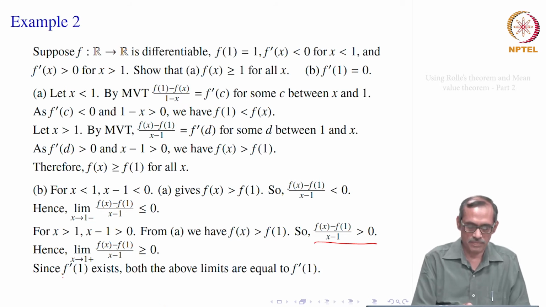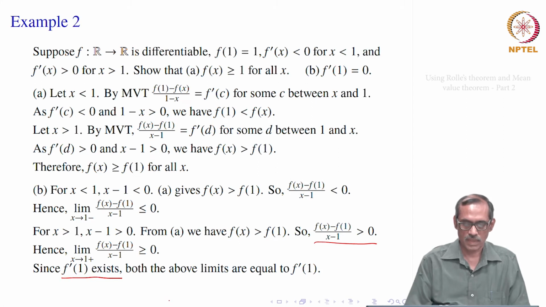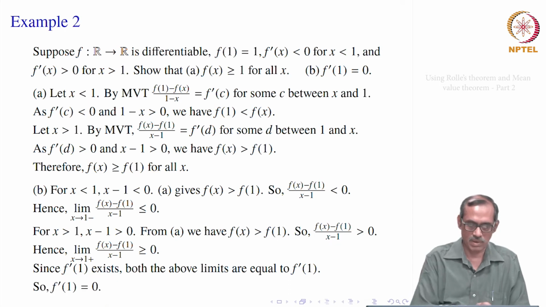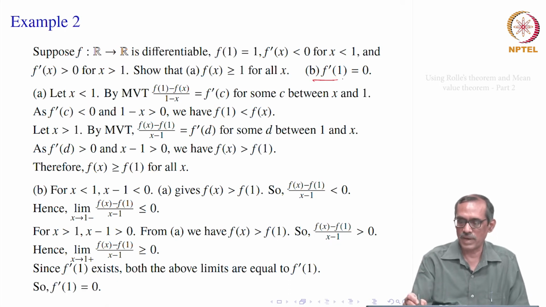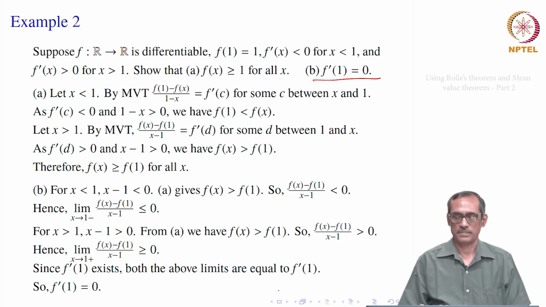So, now when you say f prime 1 exists, that means both these limits exist and are equal. That is our definition of f prime at 1. Since they are equal, one is less than or equal to 0, another is greater than or equal to 0, both of them must be equal to 0, right. So that is what we obtain, that f prime of 1 equals 0.